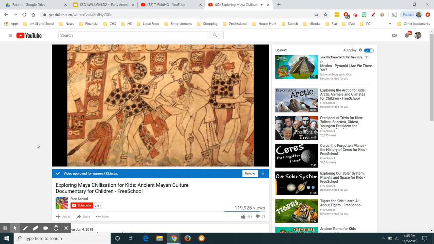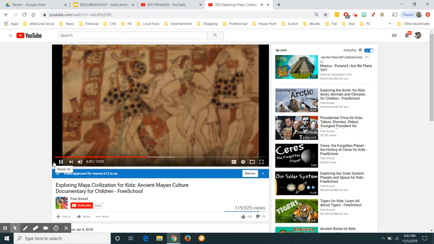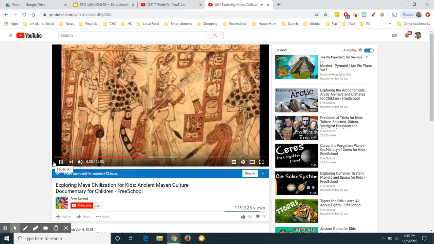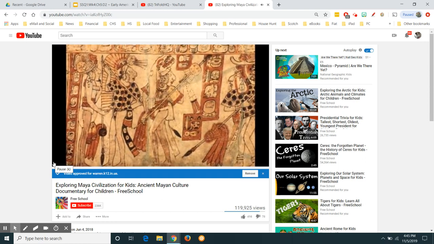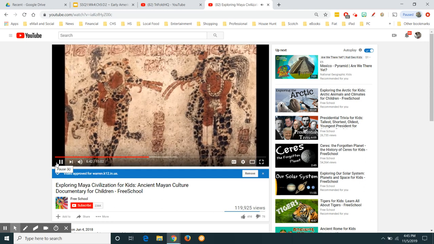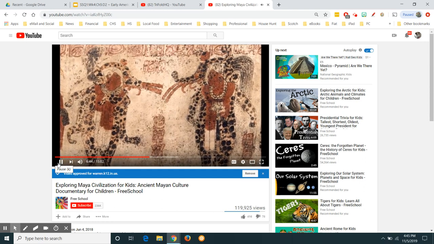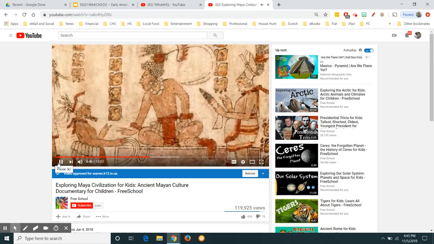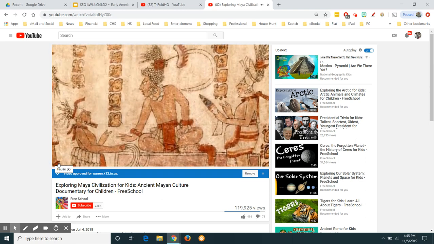Continuing on in the next section. The Maya were not unified under a single ruler. Instead, each city and its surrounding land was ruled by its own king, or holy lord, who claimed to be related to the gods and communicate with them for their people.